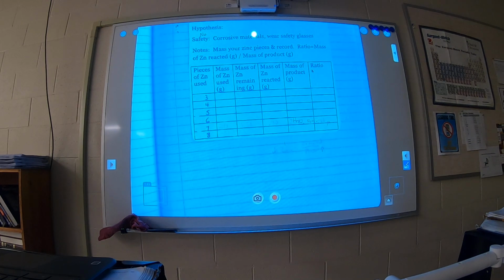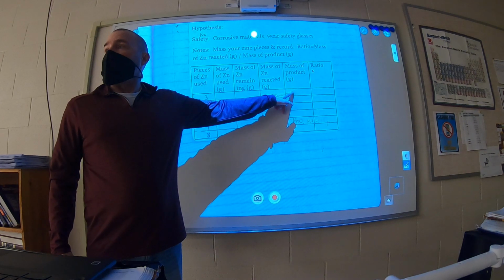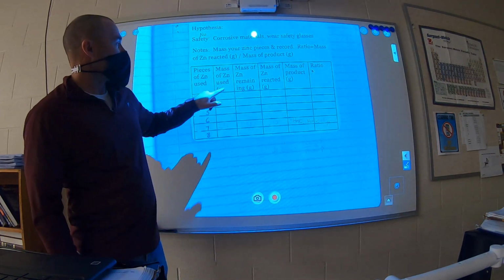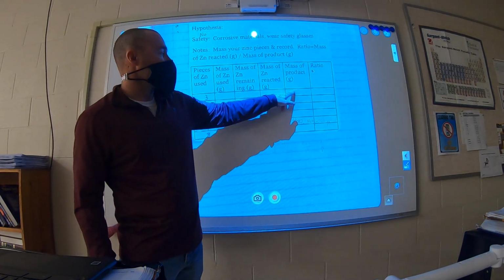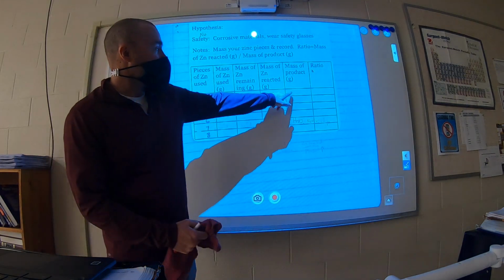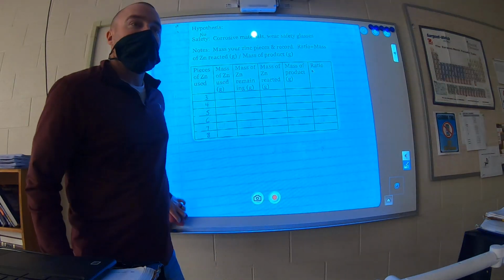And if we want to know what the mass of that is, that's the product. Okay, this is the white stuff that's left in there. I put up here how to find the ratio. You're going to take the mass of zinc reacted, divided by the mass of the product. You should get a decimal. In other words, this number is going to be bigger than this number. So go ahead and get in your groups and get busy.